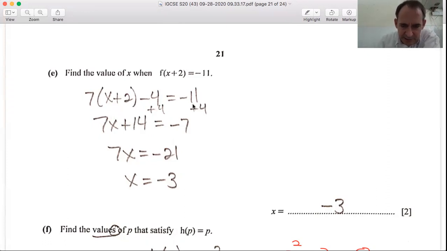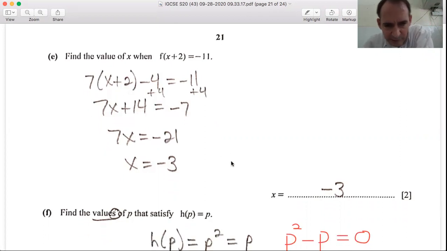So when you add 4 to both sides, you get negative 7. Then you need to subtract the 14 from the 7 times 2. Subtract 14 from both sides, that gives you 7x equals negative 21. Divide both sides by 7, gives you x equals negative 3.